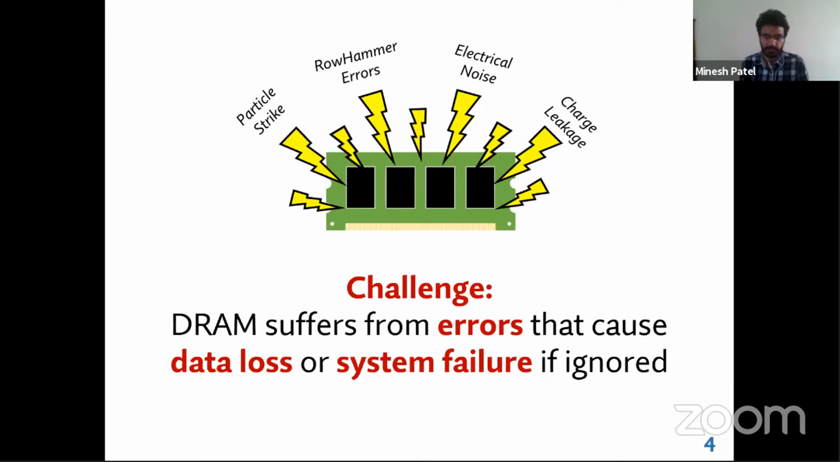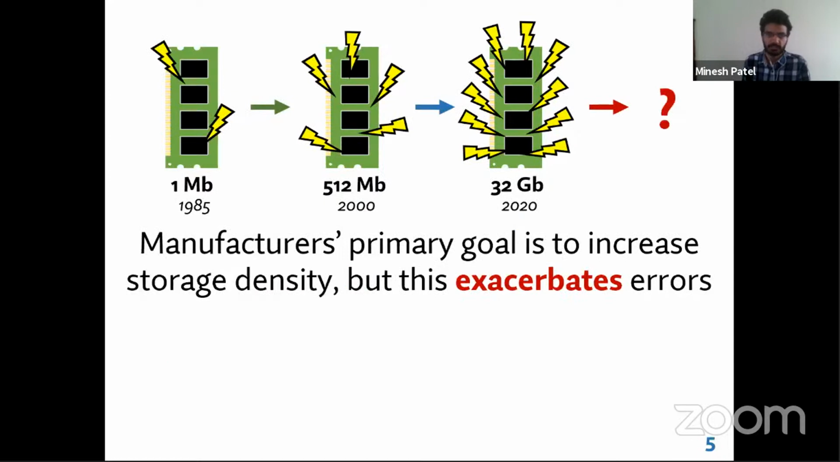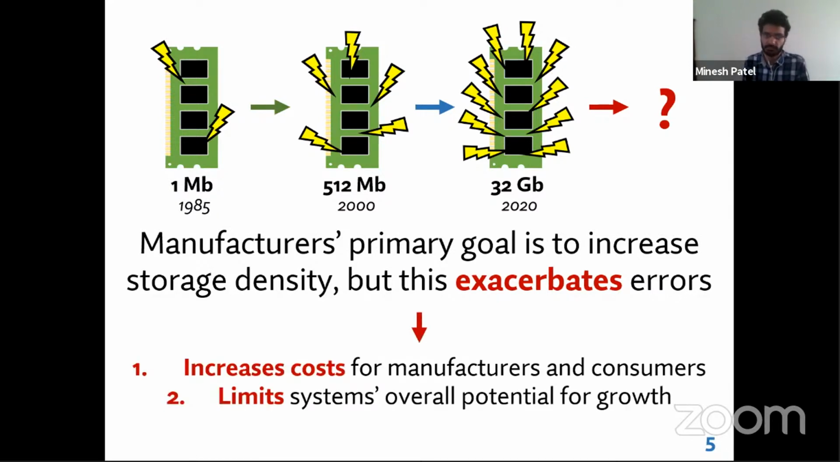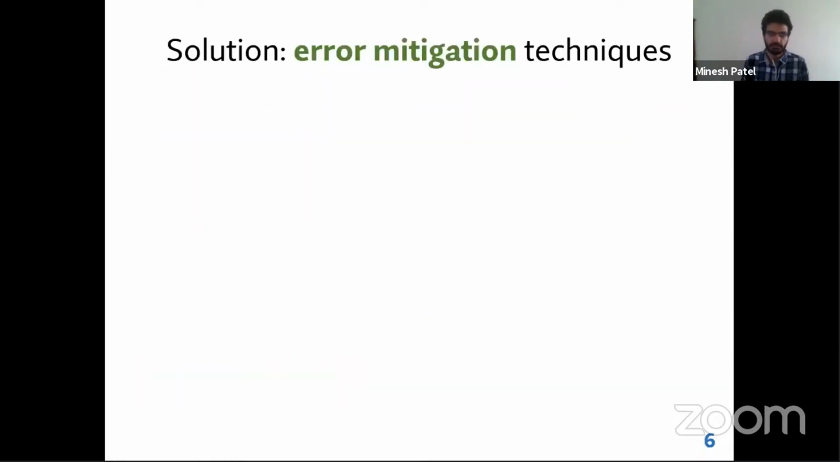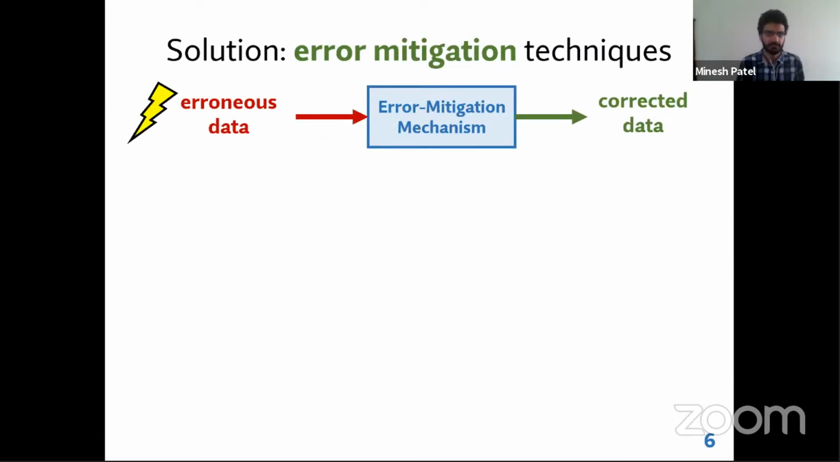Now, a key DRAM challenge in modern systems is that DRAM is fundamentally susceptible to various errors, and these errors can cause data loss or system failure if they're simply ignored. To make matters worse, DRAM manufacturers' primary goal is to increase storage density, but this exacerbates errors over time. This both results in increased costs for manufacturers and consumers, and also limits systems' overall potential for growth. The solution to address these issues is to use error mitigation techniques, which fix errors before they can impact the system. An error mitigation mechanism typically takes in erroneous data, here illustrated with the yellow thunderbolt, and outputs the corrected data.